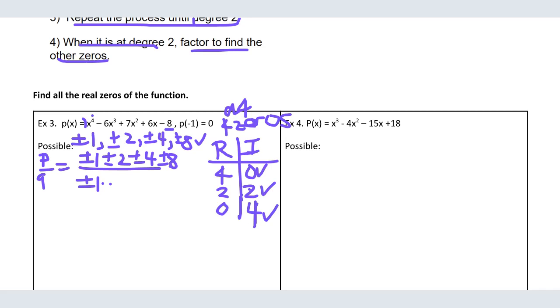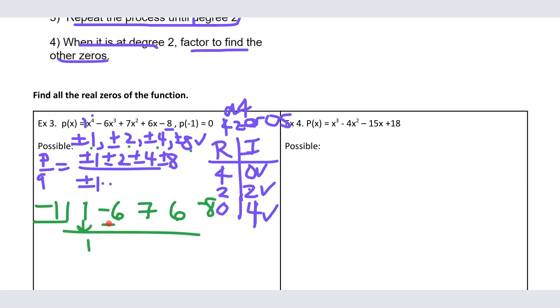So let's try trial and error to obtain which value on this list is an actual zero. We'll start with trying negative 1. Write the coefficients from left: 1, negative 6, 7, 6, negative 8. Complete the process of synthetic division.